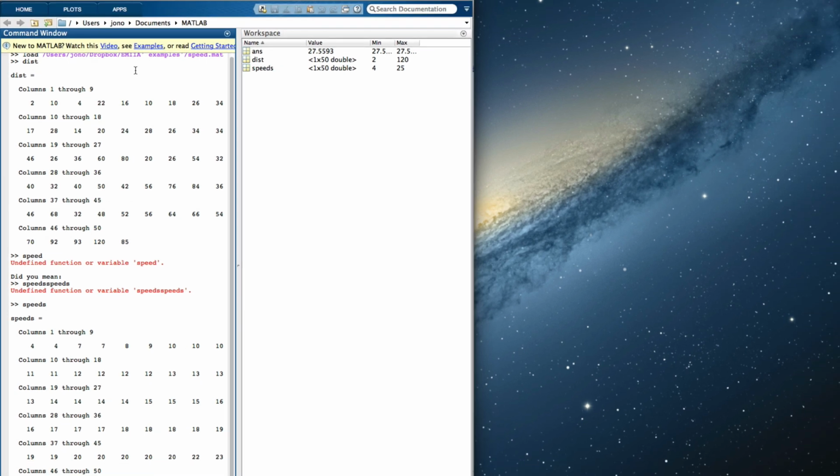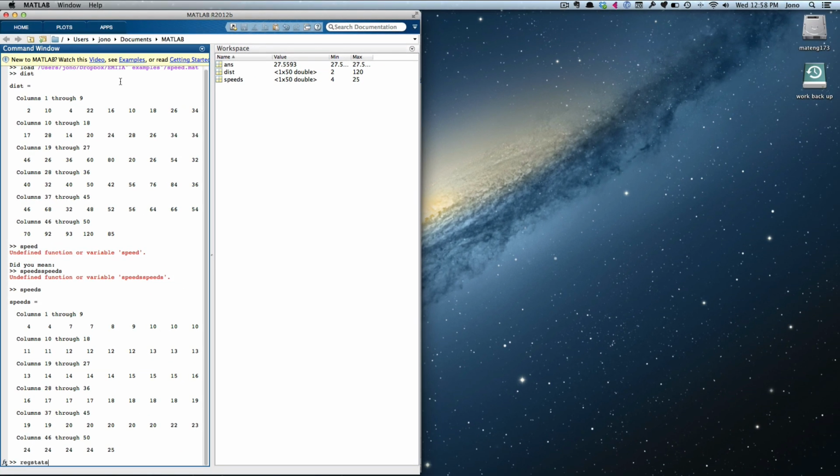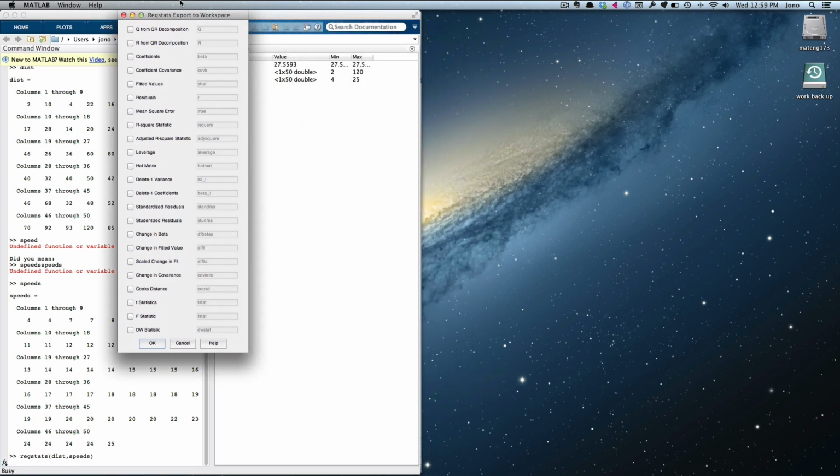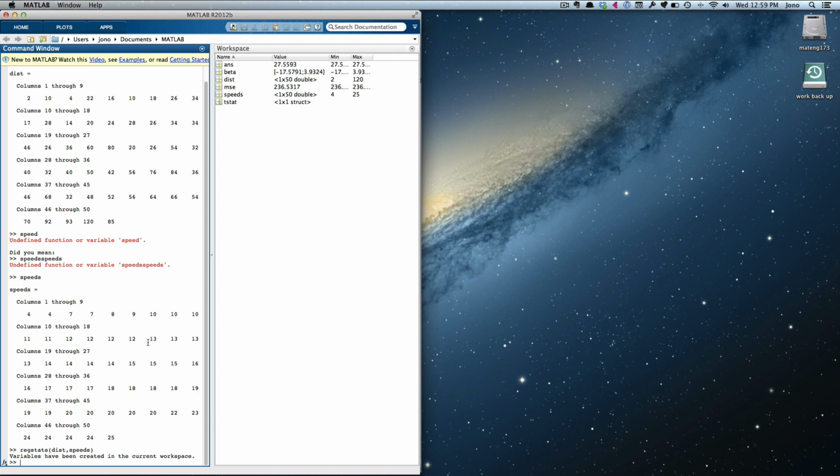So first of all, I will fit my regstats. Give the y first, which is the distance, and speeds. That will bring up my dialog box. And I'm going to need the coefficients. At this point I will need the t-stats to be useful. I'll need the mean square error. And that's all I'm going to need for this one. Let's click OK. And there's all the stuff being created for me.